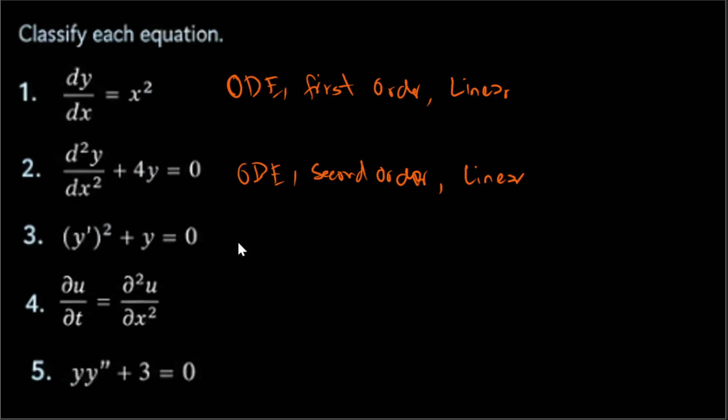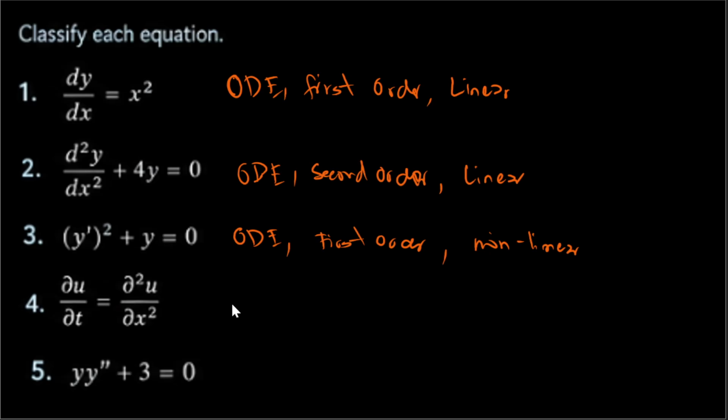Then you have y double prime raised to the power of 2 plus y equals 0. Of course, this is an ODE because there is only one independent variable, which is x, because y prime is dy/dx. For the order, this is second order. In terms of linearity, our y double prime is raised to 2, so therefore this is nonlinear. To make it linear, this must be raised to 1.